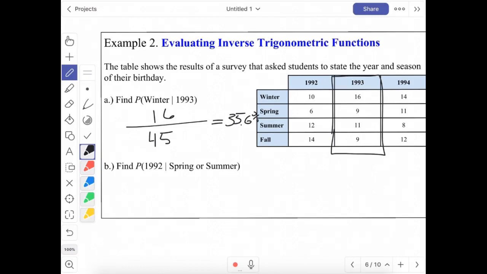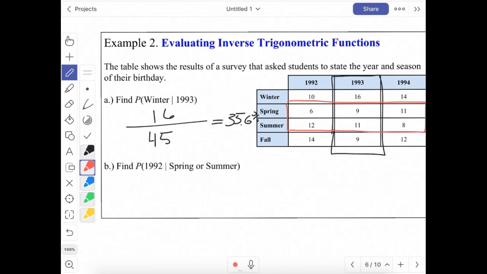Now, if we look at it the other way, this can be a little bit confusing for some people, and that's totally okay. We're looking at what's the probability of having your birthday in 1992, given that it was either spring or summer. So we're interested in it being spring or summer, so all of those numbers there would be our totals.